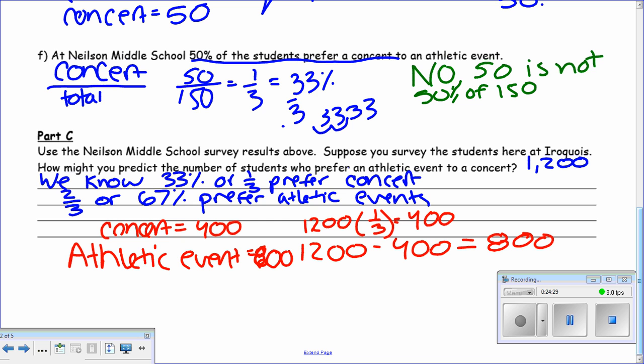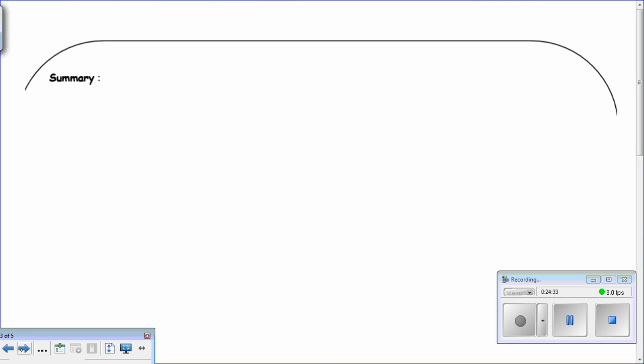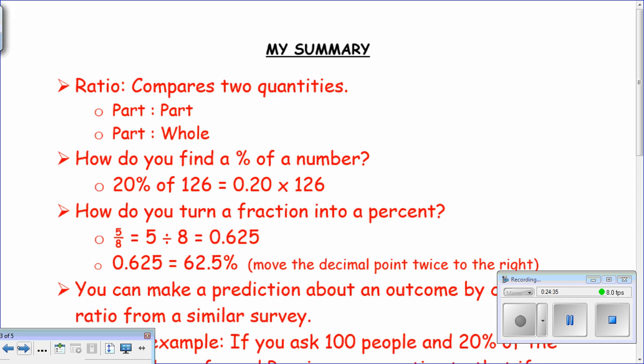So based on these notes, our summary, which is on the back page for you: ratios compare two quantities, a part over a whole. How do you find a percentage of a number? The percentage of a number would be, 20% of 126 would be 0.20, put as a decimal, multiplied by 126.